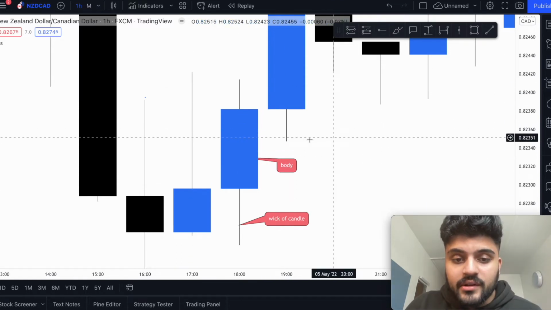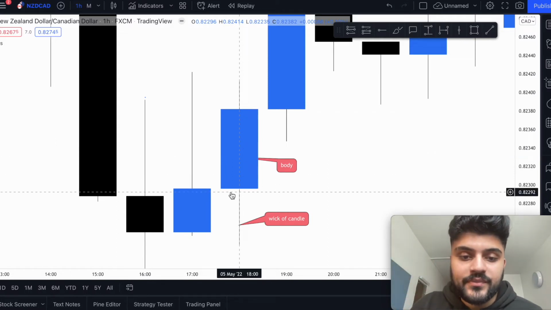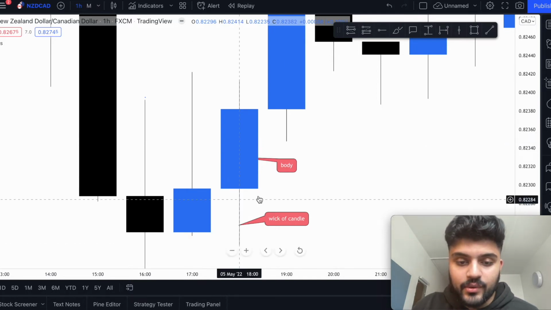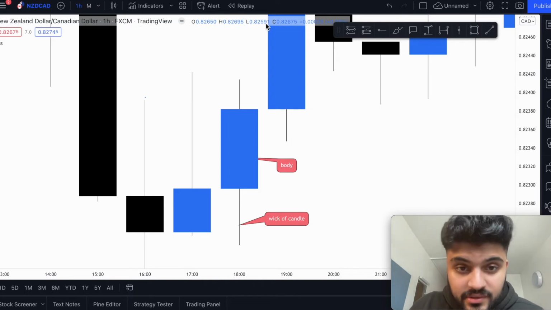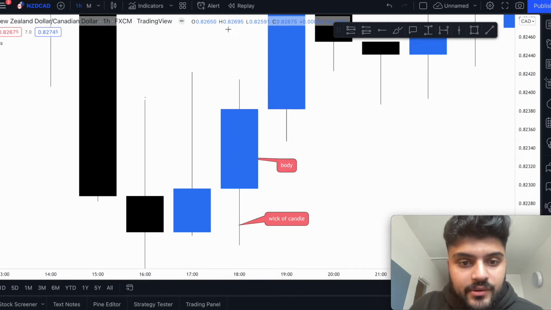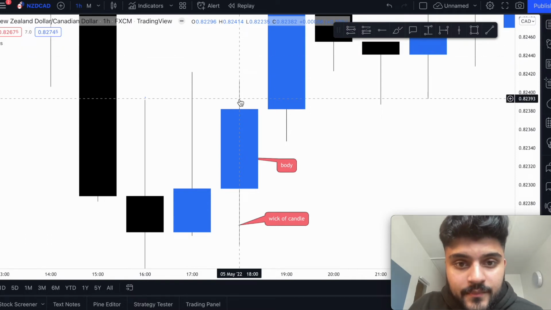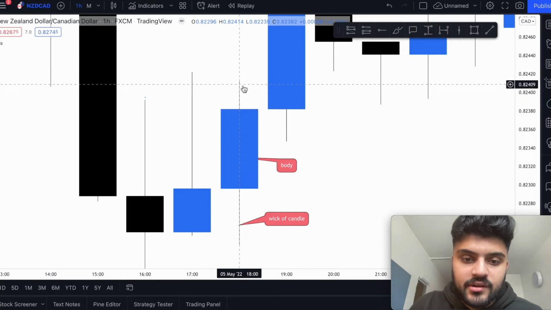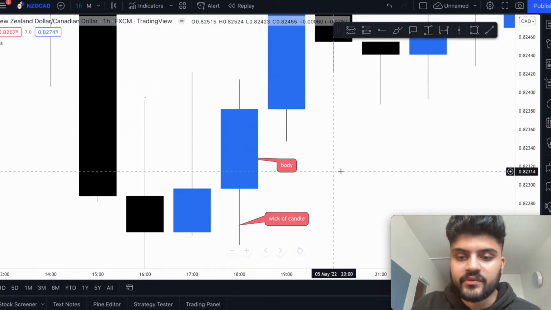Guys, if you want to find out the price of the wicks, they're called highs and lows. So for this whole candlestick, the high of the candlestick is the high wick, and the low of the candlestick is this low wick. So if we look at this candle again and look at our OHLC, the high is 0.82414, the low is 0.82235. That's showing us the price at the top of this wick and the price at the bottom of this wick.